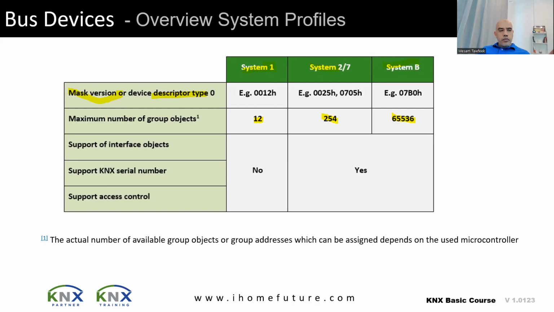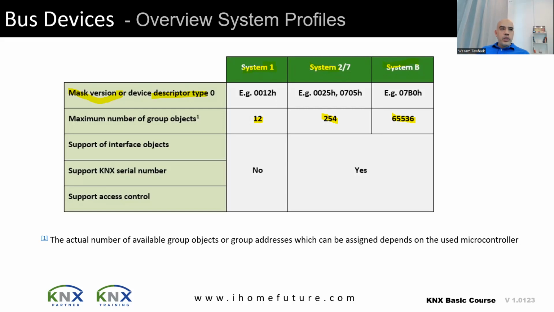So system B has more memory, which allows it to take more devices than system 2/7 or system 1. System 1 was the basic one. Okay, what are group objects? We'll find out in the next sessions that group objects are parameters and systems that allow interfacing in the programming itself. So take it for now like a variable or a programming unit. If you have more memory, you can have more programming units. If you have less memory, then you can have fewer group objects and fewer programming units. So in system B, you have more than system 2/7.